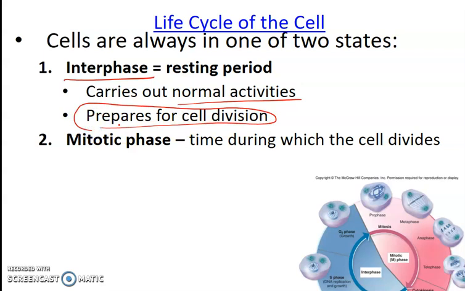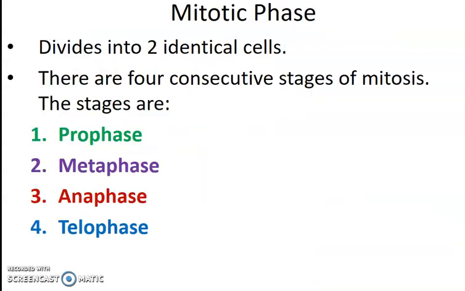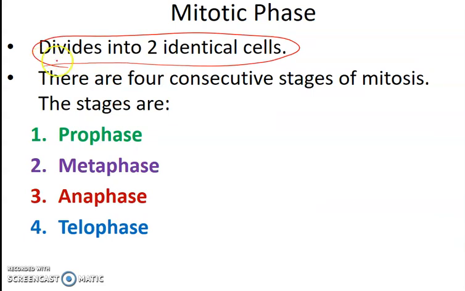Some cells are in interphase for a very, very long time. Some indefinitely. Muscle cells do not divide. They're always going to be in interphase. Now, cells that divide a lot, like epithelial cells, they go through mitosis, where the cell divides and gets replaced. In the mitotic phase, the cell is going to divide into two identical cells. And there's 4 stages: prophase, metaphase, anaphase, and telophase.